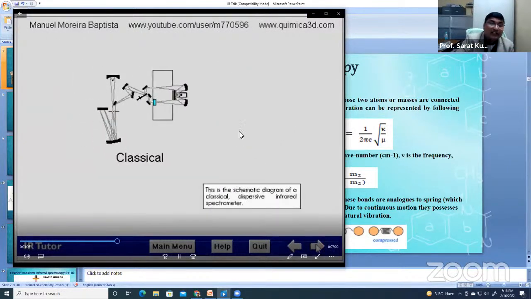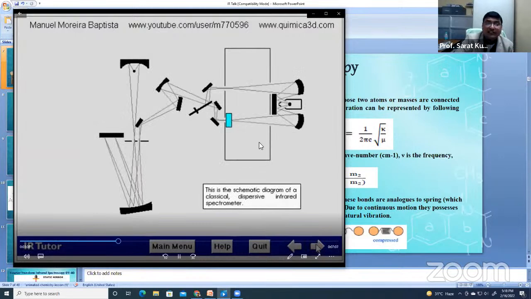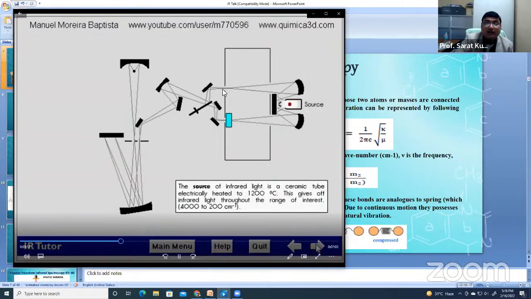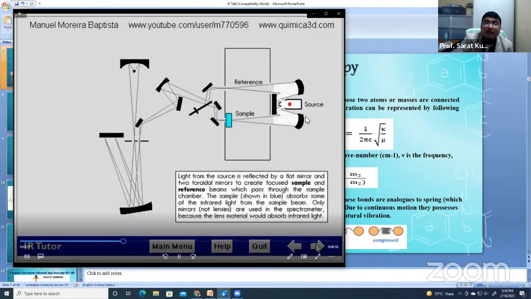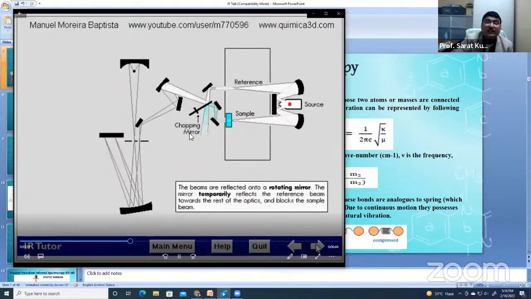This is a classical way, infrared spectroscopy. I told you about dispersive infrared spectroscopy, which is nowadays not available. What is available now? I'll show you. In dispersive, there is a source, and when you put a sample and a reference sample, the light source is exposed to the sample and the reference sample, and then there is a flat mirror. You see the chopping mirror, and there is a rotating mirror, or you can call it a moving mirror, and another, a fixed mirror.